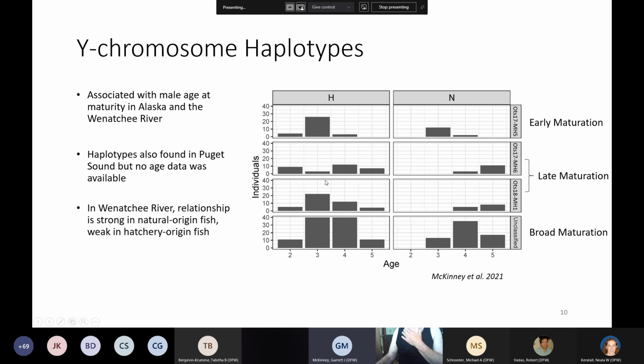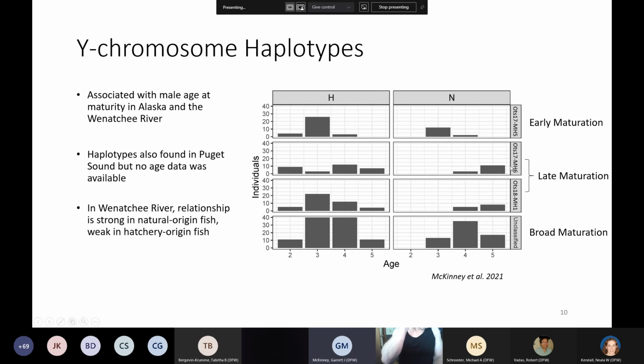We have the different haplotypes broken up in rows, and then we have a histogram of age for each of those haplotypes. So in the natural origin individuals, we have a really strong relationship. The individuals with the early maturation type predominantly mature at age 3, which is a jack in the Wenatchee River. So it's essentially a jacking haplotype.